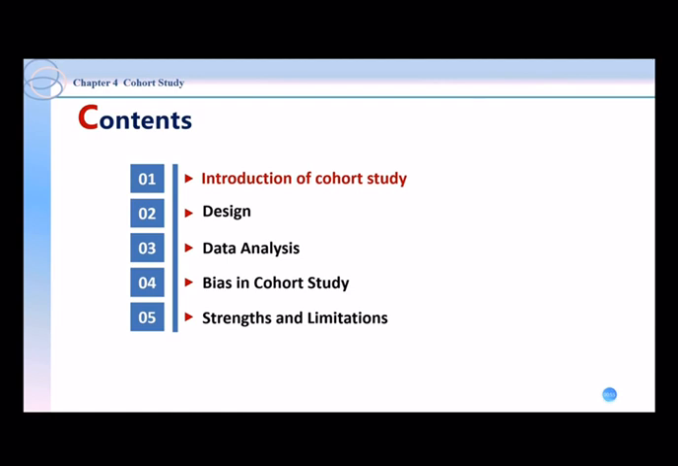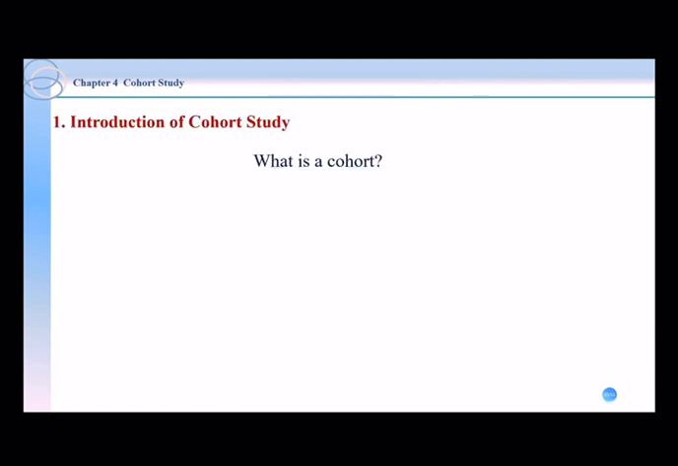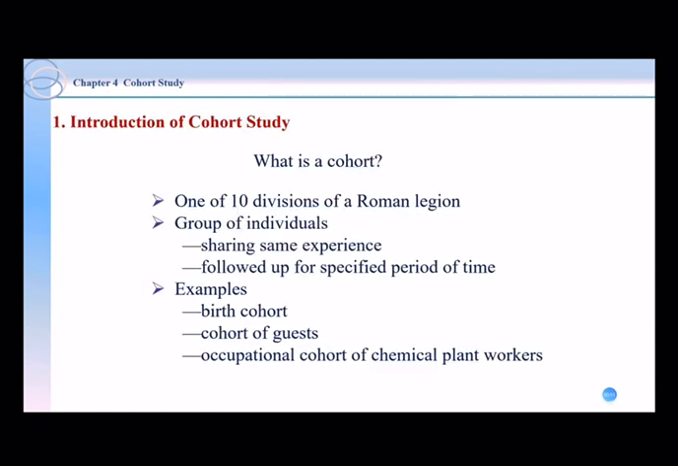First part, the introduction of cohort study. So what is a cohort? The word cohort came from the Latin cohors. A cohort was originally defined as one of the 10 divisions of a legion in the Roman army, consisting of 300 to 600 men. The most common application of a cohort is to describe a demographic group of people, especially those having common characteristics. For example, the birth cohort.